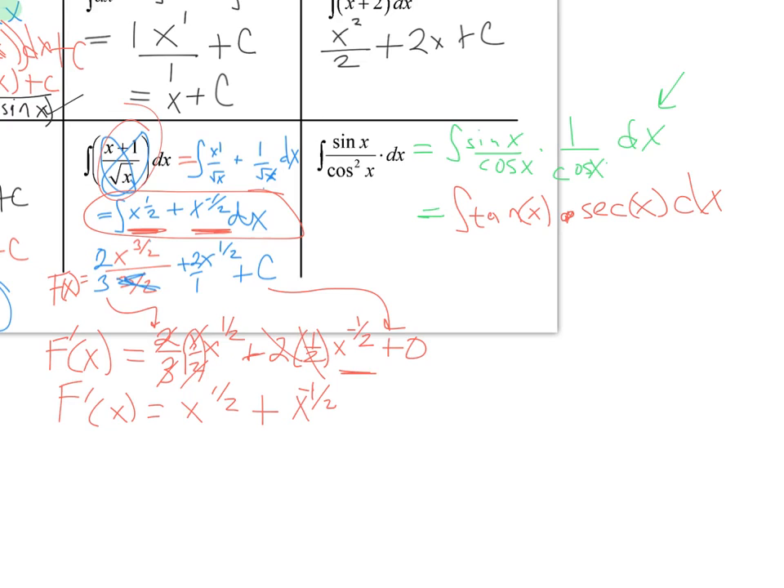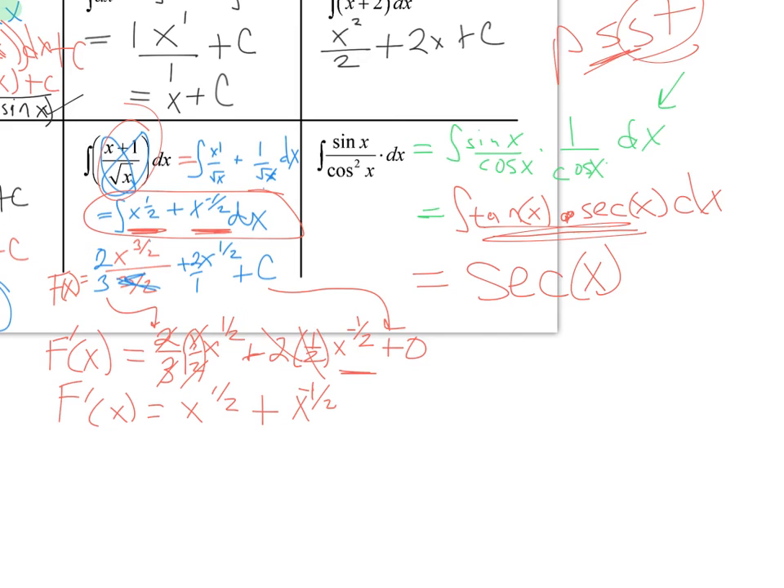Then you've got to go, hey, that's a derivative I know. Tangent secant. What gives me a derivative of tangent secant? Oh, it was secant. Secant gives me tangent secant. So it must have been secant that I started with. If this is the derivative, I can go backwards and find the original function. Don't forget your constant of integration.